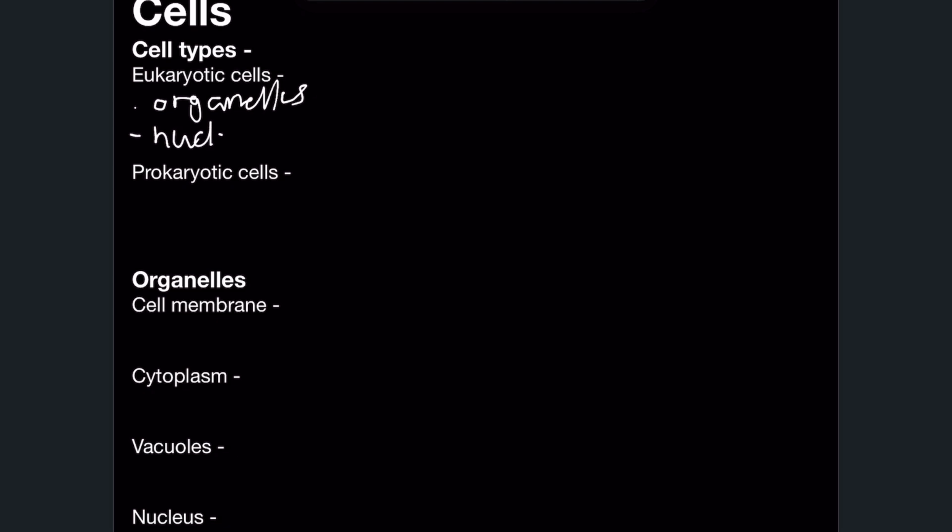The second type of cells you need to know are prokaryotic cells, which are simpler cells and make up less complex organisms, only single unicellular organisms like bacteria cells. These have no organelles, and that also means no nucleus, as a nucleus is an organelle.